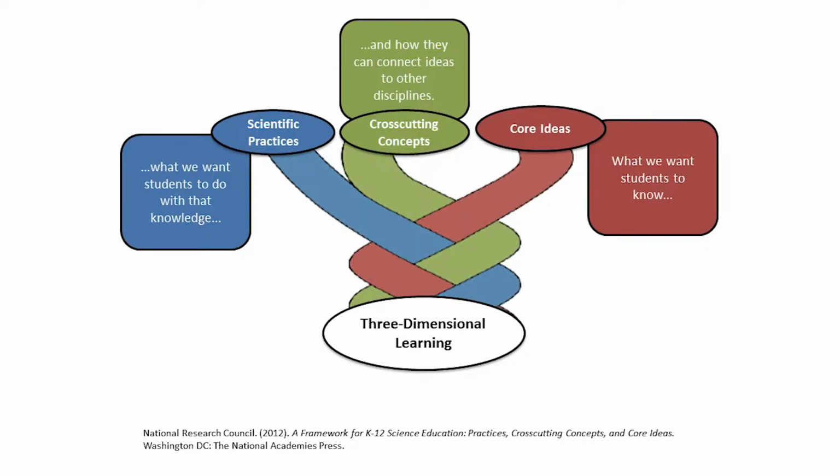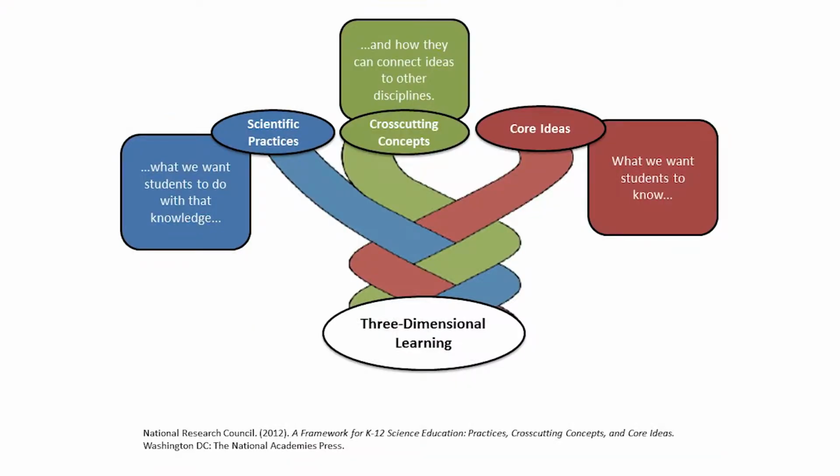So the core ideas are what we want students to know. What are those big, enduring ideas in the discipline that we want students to know? Science practices are what we want students to do with that knowledge. We don't want students just to memorize it. What do we actually want them to do with that knowledge? And then the cross-cutting concepts are how they connect these ideas to other disciplines.